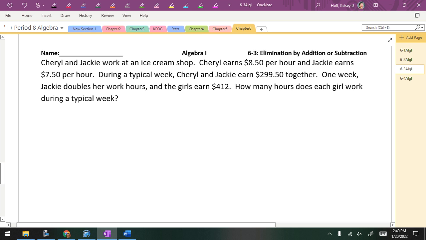Cheryl and Jackie work at an ice cream shop. Cheryl earns $8.50 an hour and Jackie earns $7.50 an hour. During a typical week, Cheryl and Jackie earn $299.50 together. One week, Jackie doubles her work hours and they earn $412. How many hours does each girl work during a typical week? I'm going to tell you, I hate this problem, so we're going to skip it.